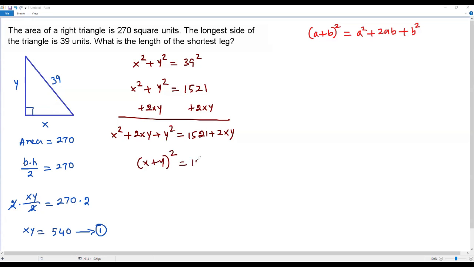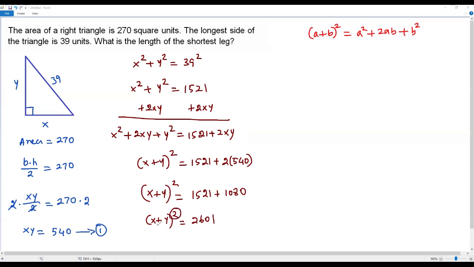On the right side I am getting 1521 plus 2 times xy. I know the value of x times y from the first equation, that is 540. So we can plug in this 540 for xy. Then I'm getting 2 times 540. Then we get x plus y the whole squared equals 1521 plus, when I multiply 2 and 540, 1080. So x plus y the whole squared equals, when I add these two numbers, 2601.